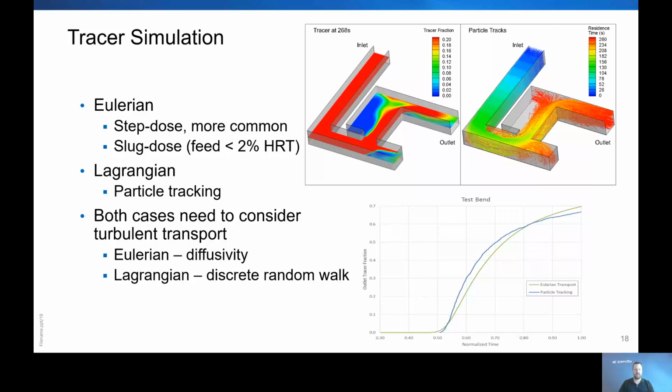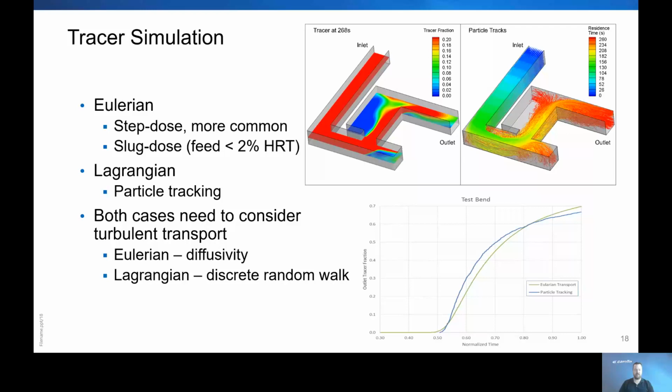In both cases, you really need to consider the turbulent transport of the particles or the tracer. So with the Eulerian model, you need to set a diffusivity coefficient. It's not overly sensitive to that. There's an equation given in the guidance manual, but some variability exists in it due to the turbulent Schmidt number that's part of the equation. For contact basin modeling, there's some recommendations in the literature for what should be used for that value.